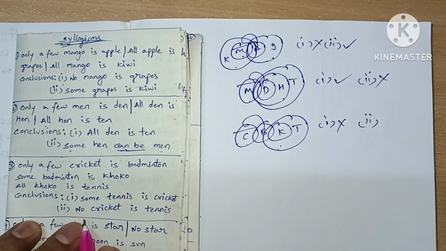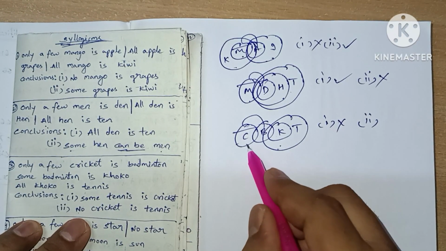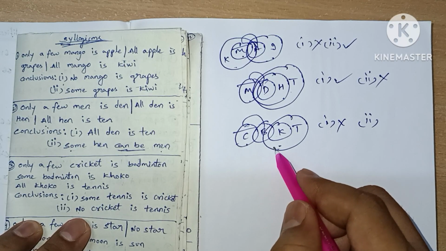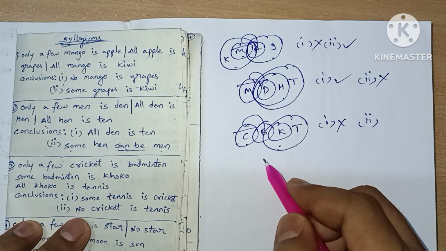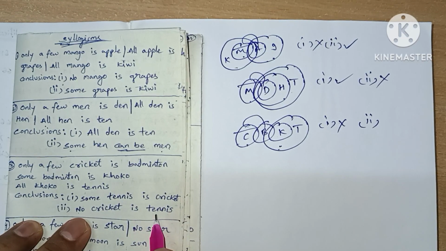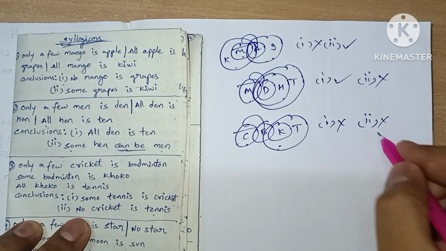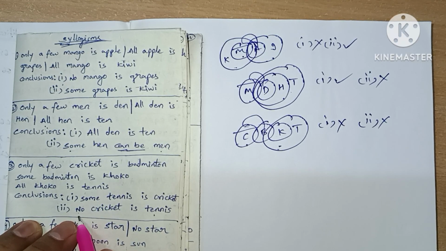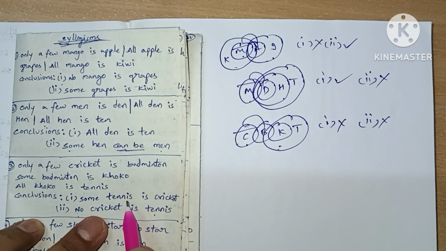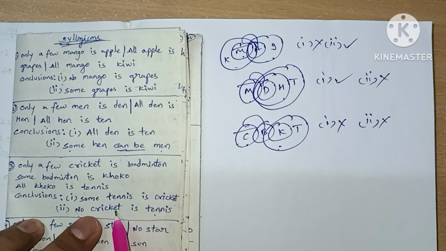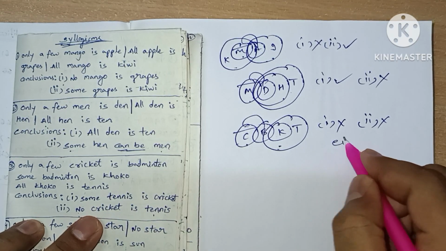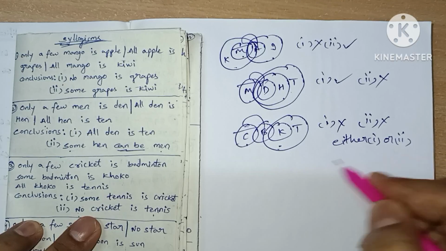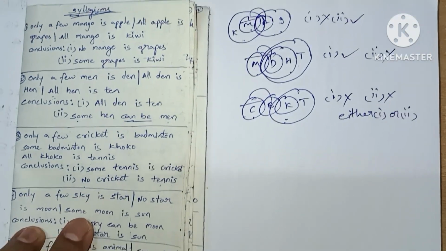Second one, no cricket is tennis. Cricket and tennis, we can able to share some part with these two. So this case fails. Individually, these two cases fail. But here, this is some positive case and this is no negative case. And we have tennis and tennis, cricket and cricket. So this is either or case. Either one or two is our option for this question.